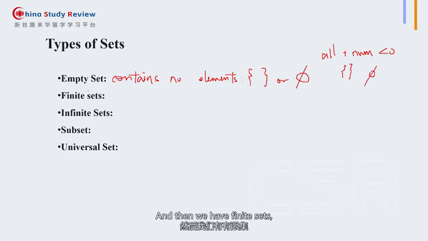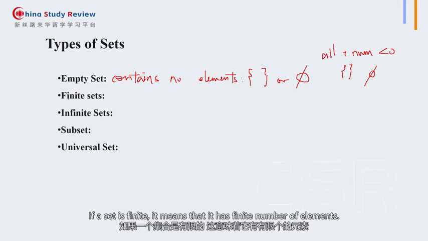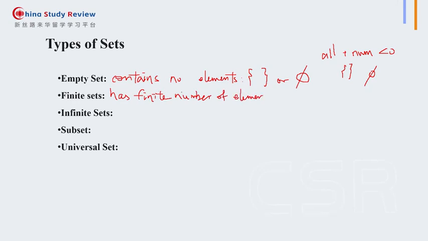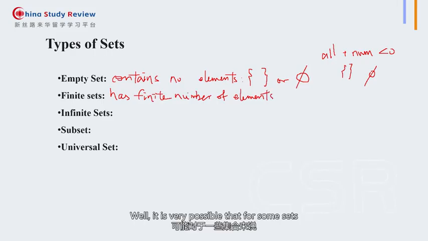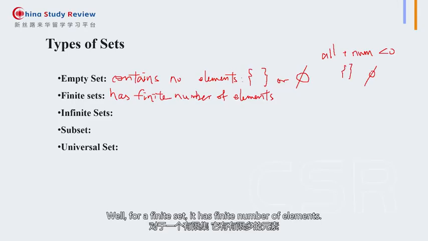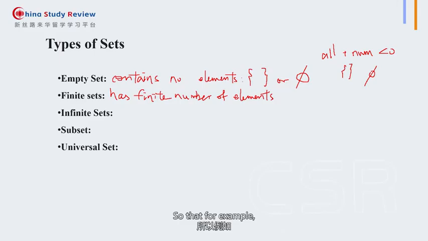Okay, and then we have finite sets. Mostly they are just defined by the names. If a set is finite, it means that it has a finite number of elements. Well, it is very possible that some sets have infinite numbers inside, because there are infinite numbers of elements that satisfy its definition or its condition. For a finite set, it has a finite number of elements.